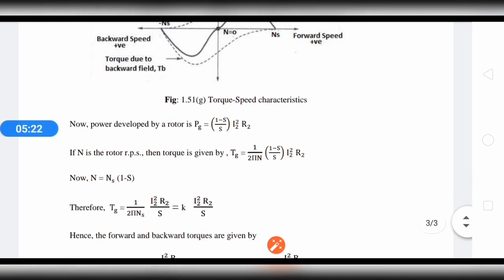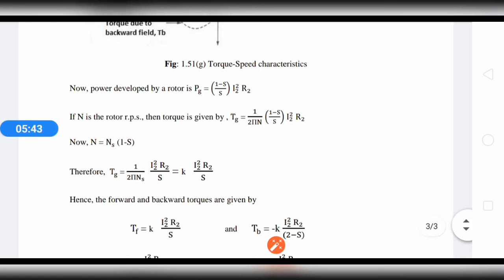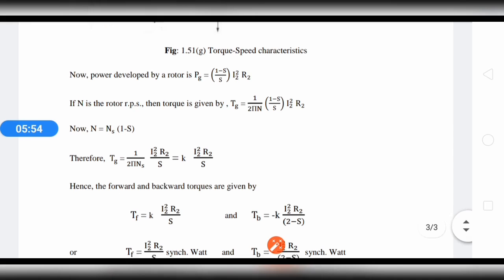The power developed by the rotor, the air gap power, is given by (1 minus S) upon S into I2 square R2. This is for a single phase induction motor. For 3-phase we multiply it by 3. If n is the rotor speed in radians per second, then the torque is given by Tg equals 1 upon 2 pi n times (1 minus S) upon S times I2 square R2.